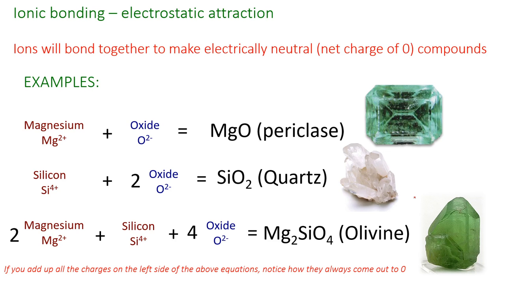Now, ions are going to bond together. Oh, excuse me. I had to sneeze right in the middle of the lecture. Sorry. Ions will bond together to make electrically neutral, net charge of 0 compounds during an ionic bond. So ionic bonds are when two ions combine together in order to form an electrically neutral compound. Okay, electrically neutral compound. That means it does not have a net charge.